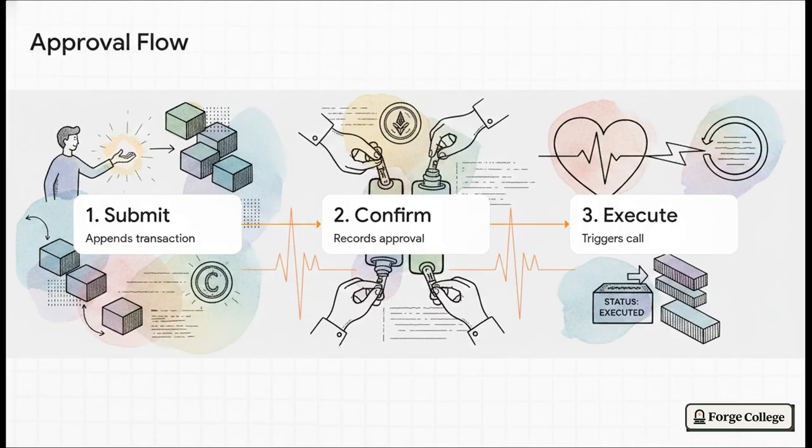Step 1 is submit. A user calls the contract to append a brand new transaction object with a fresh nonce, remember, to the array. Step 2 is confirm. Authorized addresses interact with the contract to explicitly record their approval, which increments a counter. And finally, step 3 is execute. Once that threshold is officially met, the call is triggered.